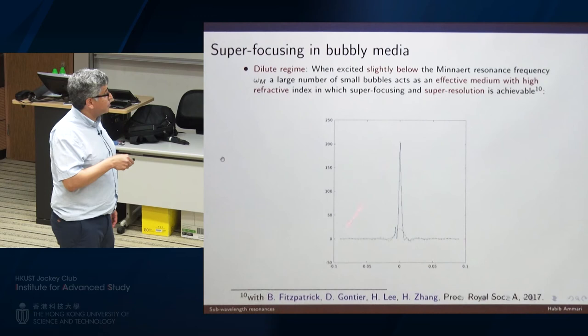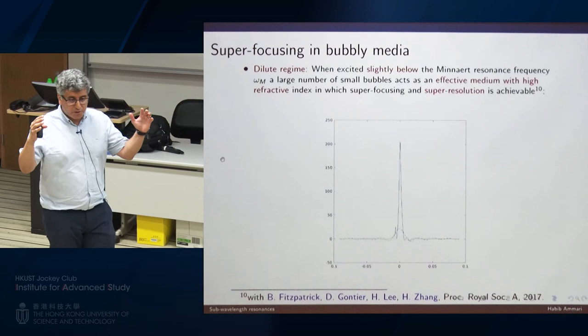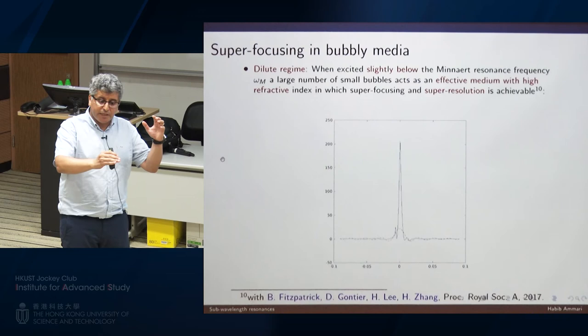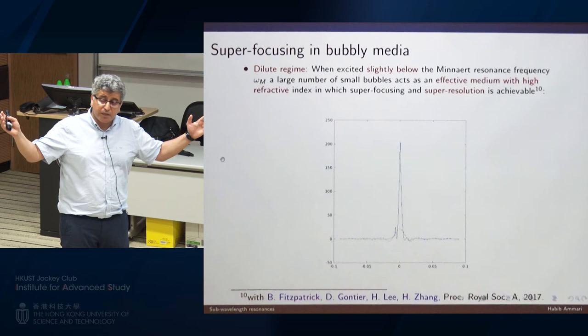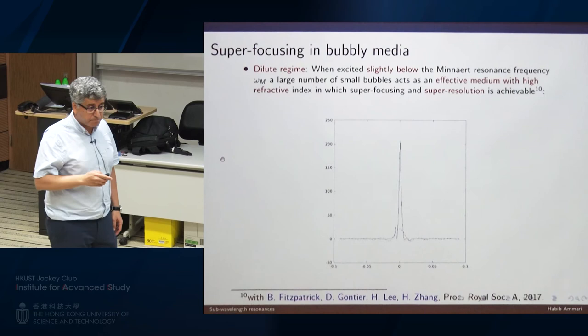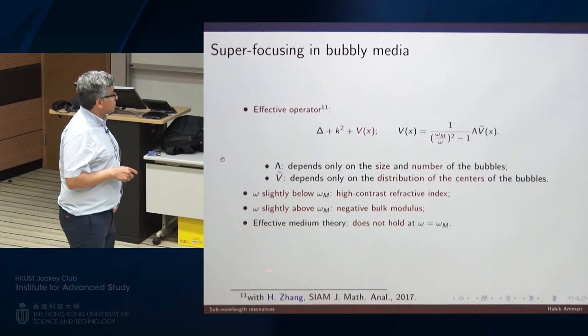You have the superfocusing. You put in a domain of size one wavelength many of these bubbles, in the dilute regime, their volume fraction is small. And even if their volume fraction is small, when you illuminate a point source inside and you record the wave away from this bubbly medium, you time reverse, you will focalize on the point source with the resolution of order the bubble size and not the wavelength. Okay. Why is this true? This is what Hai derived.